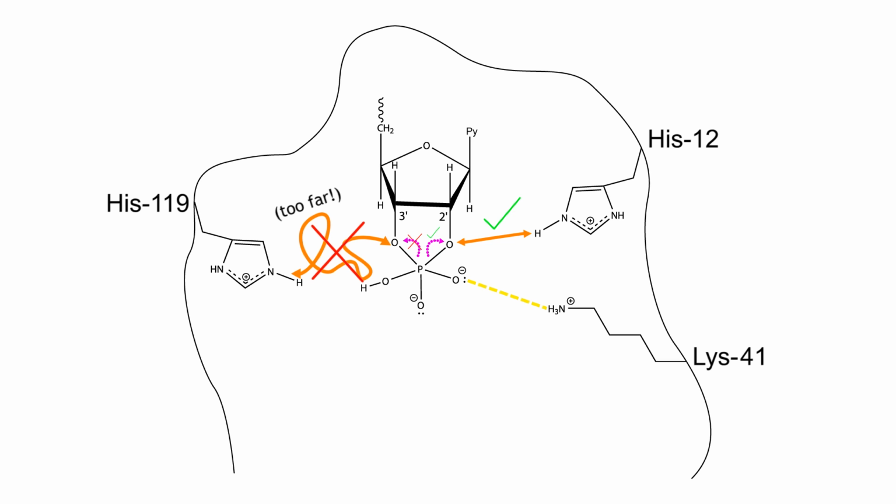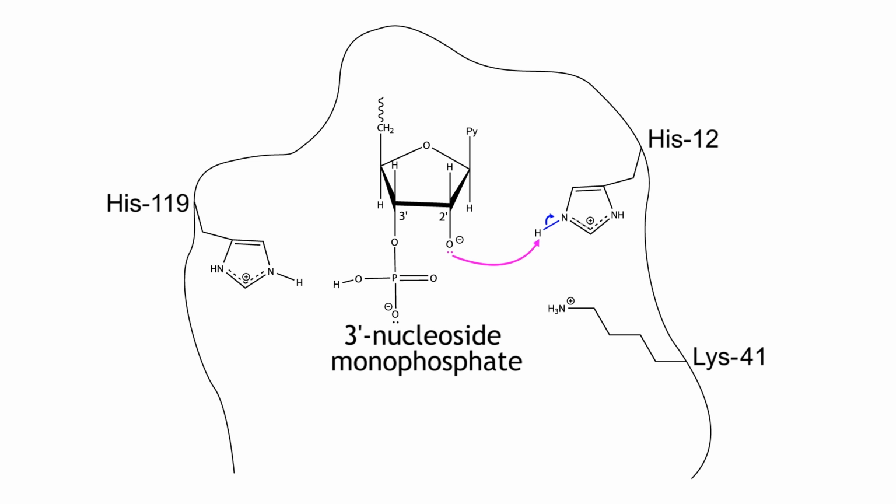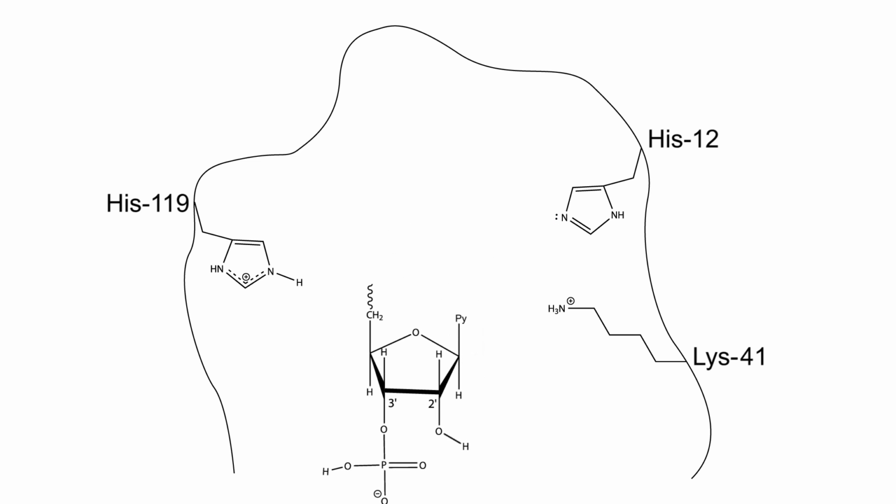Therefore, only 3' phosphate products are formed. Thus, the bond between the phosphorus atom and the 2' oxygen atom breaks, resulting in a 3' nucleoside monophosphate. After the product leaves the active site, the enzyme has been recycled back to its original state and is ready to catalyze again.